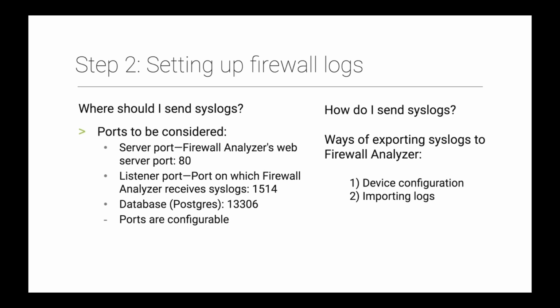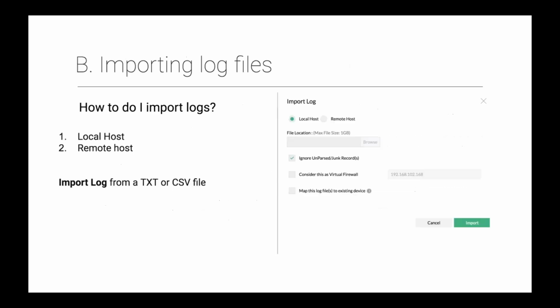There are two ways to export syslogs to Firewall Analyzer. As mentioned before, the first way is to configure the firewall device to forward syslogs to the port 1514. The second way is to import log files. So this is shown in detail in the next slide. In order to import logs, you can import the logs from a local host or a remote host. Let me show you how this is done in the product UI.